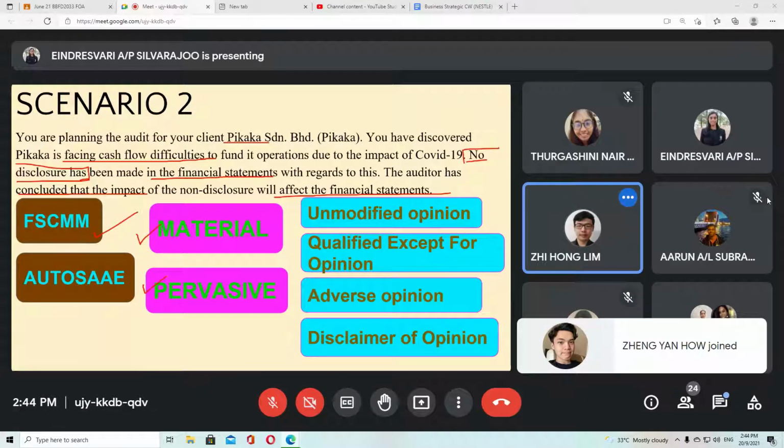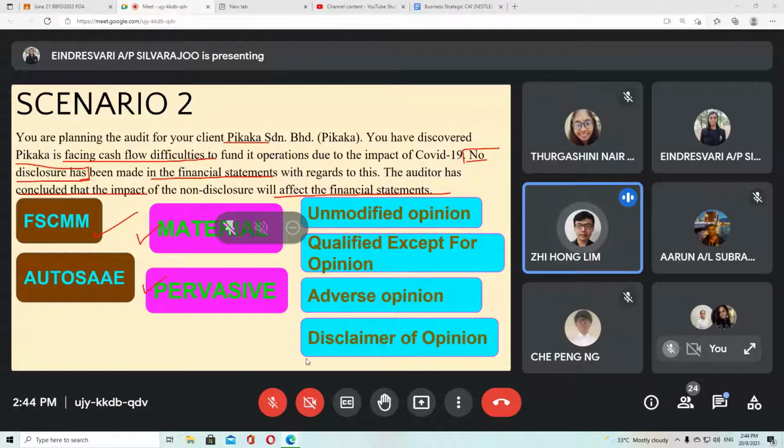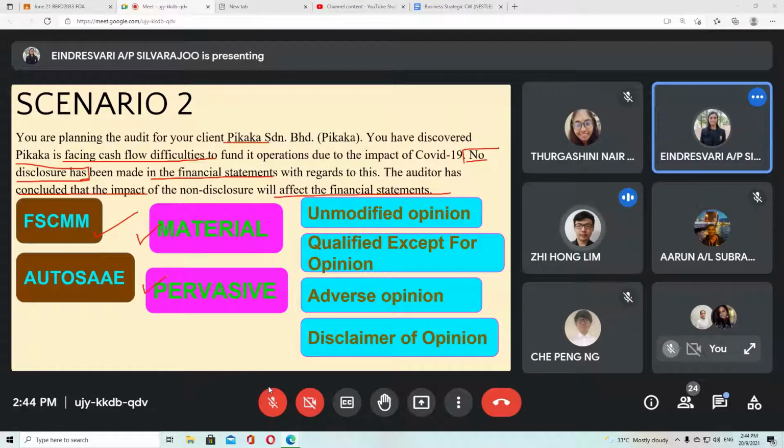Because this only affects the cash flow. The question said it will affect the financial statement. That means the financial statement no longer presents a true and fair view. So it is material and pervasive. Which opinion here? Adverse opinion. Okay, nice. Adverse opinion.